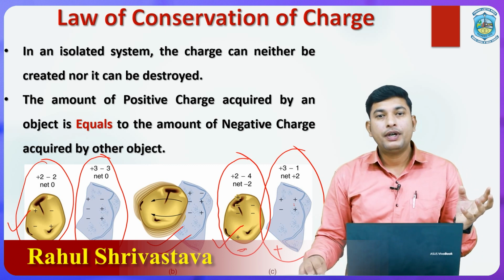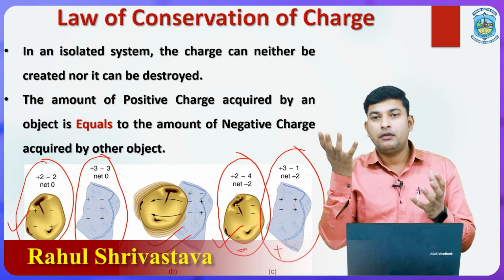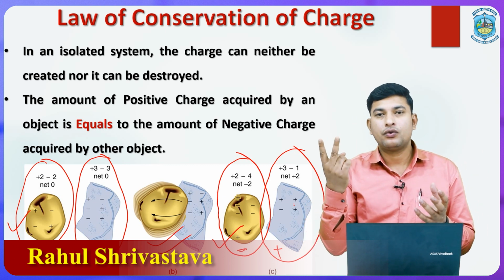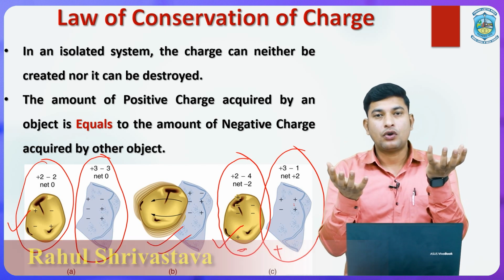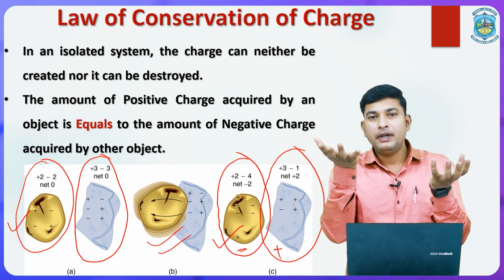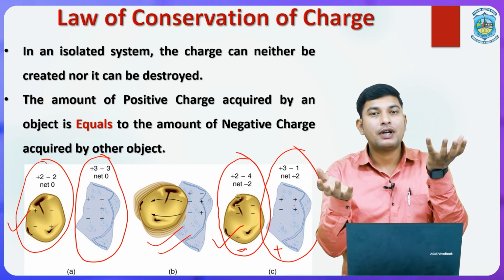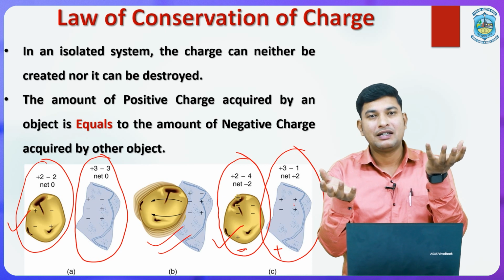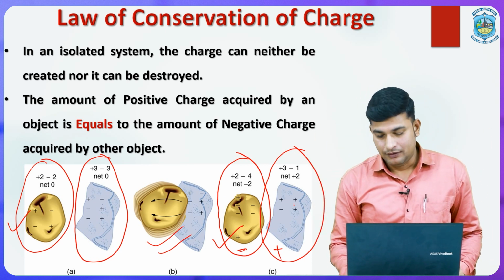And the amount of particles that travel from one object to another object, if we are calculating it, in this case 2 electrons coming out from this object and 2 electrons have been absorbed by this object, so it is positively charged by +2 charge particles, and it is negatively charged by -2 particles. So this is all the law of conservation of charge.